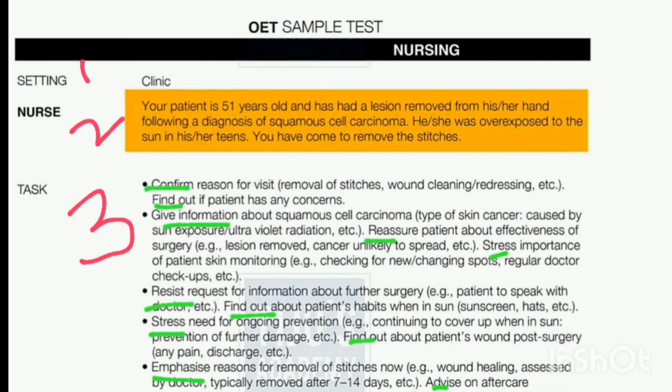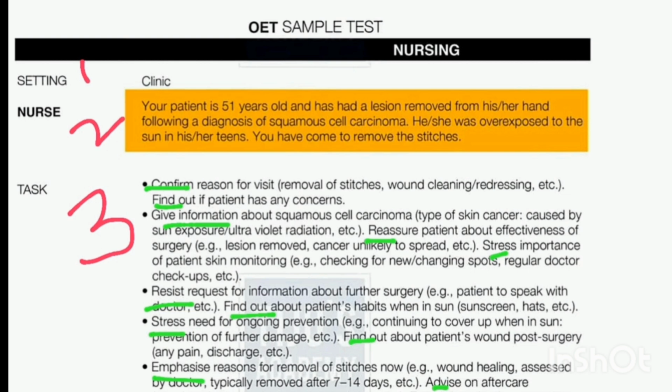Okay, Sarah, don't worry. I am here to explain to you about squamous cell carcinoma. Well, it is a type of skin cancer and it can be caused by sun exposure or ultraviolet radiation. So, is that clear to you? Okay, when we explain to the patient, after that we can also check whether the patient is understanding us or not. So we can ask, is that clear or is that okay for you? So we can ask like this.